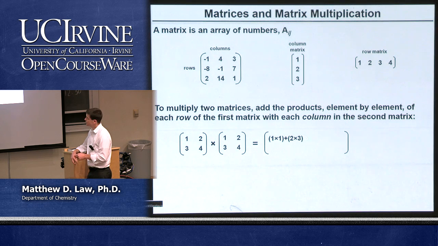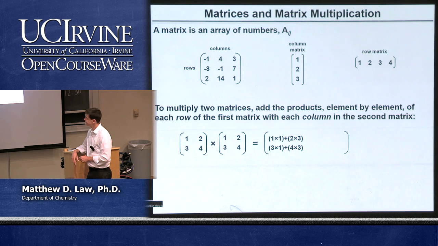So that would give us a number here. It turns out to be 7. Right? What about the next one? Let's just do this one here. This is going to be the second row and the first column. Okay? So 3 times 1 plus 4 times 3. That gives us the value for that element in the product matrix.